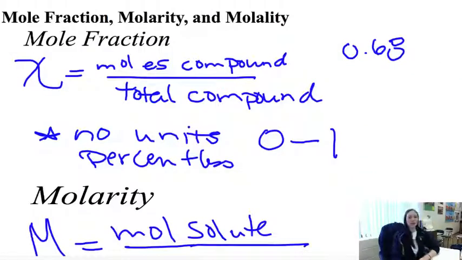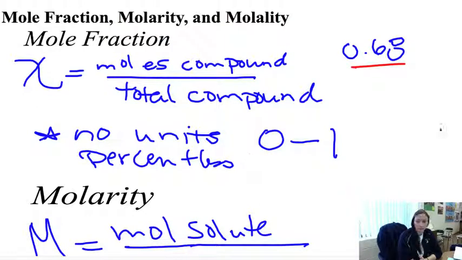Okay, the next kind of example for some concentrations is mole fraction, molarity, and molality. We had these all last year. Mole fraction is a fraction of moles. It's the moles of your compound divided by the total moles. It doesn't have any units. It's percentless. You're not taking it times 100, and it's always going to be between 0 and 1. So you'll get a mole fraction of like 0.68 or 0.72 or 0.34, whatever. This is a mole divided by a mole.